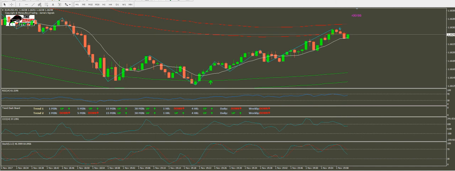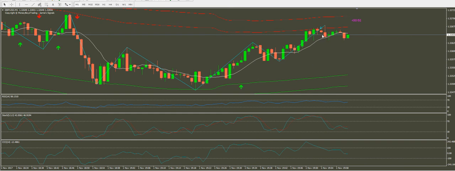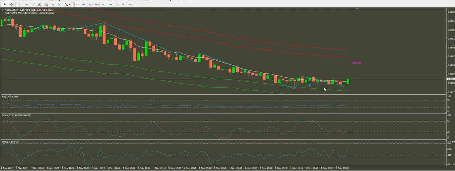GBPUSD, what's that saying at the minute? I'm in the money. 1, 2, 3, 4, 5, 6, 7, 8. So currently AUD CAD is out of the money. Well, it's in the money actually. It's just in the money.